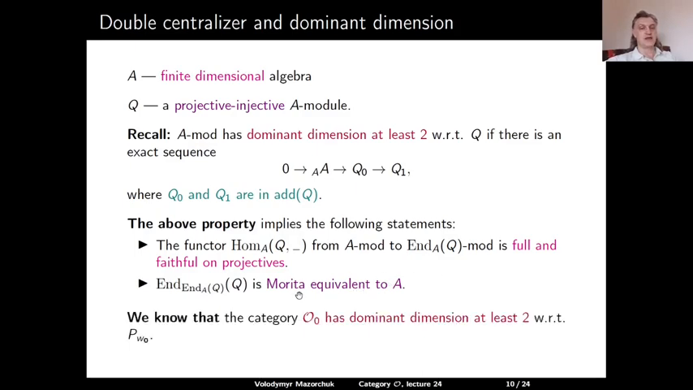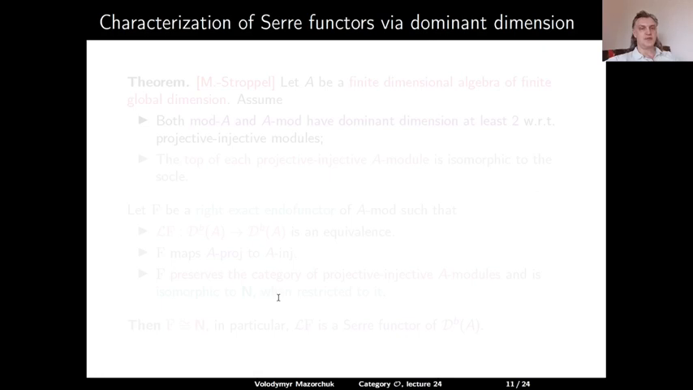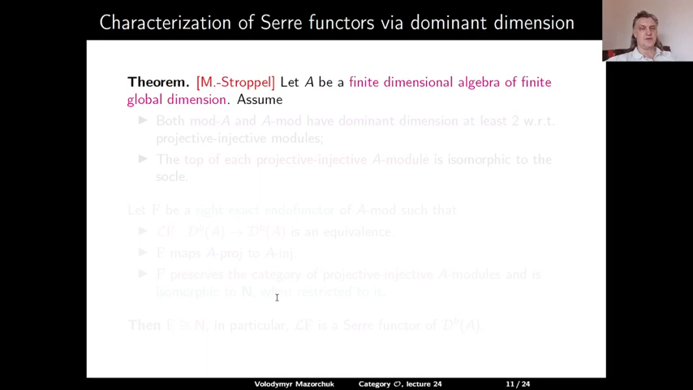And we also know that category O0 has dominant dimension at least 2 with respect to the antidominant projective injective module PW0. In order to prove the main theorem, we will use the following characterization of Serre functors using dominant dimension and double centralizer property. So this is a theorem due to Katarina and myself.